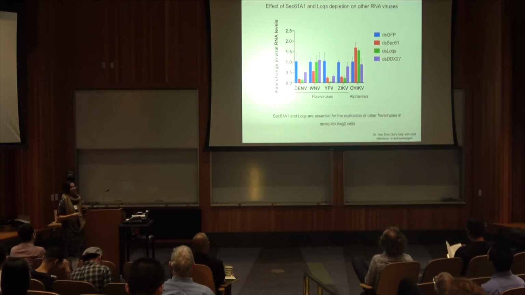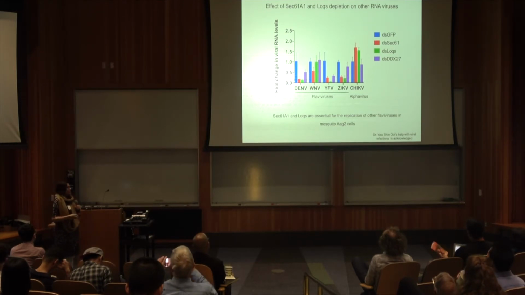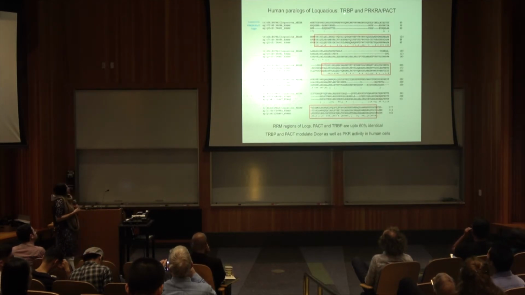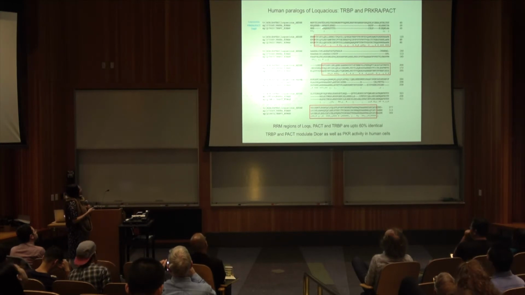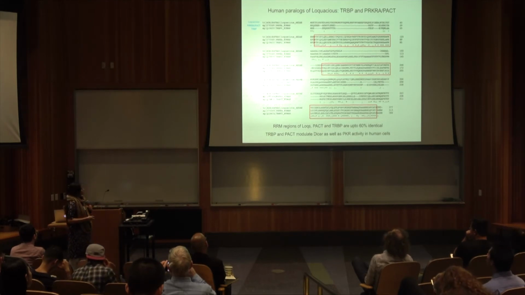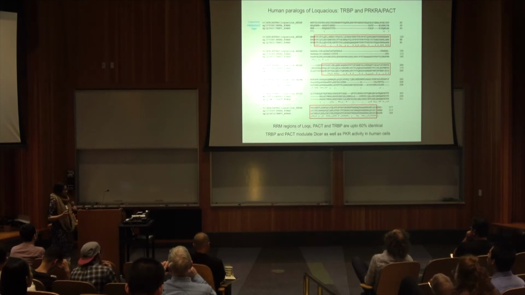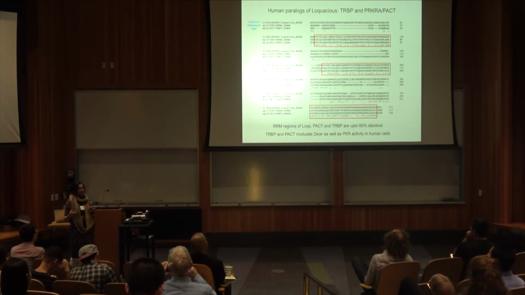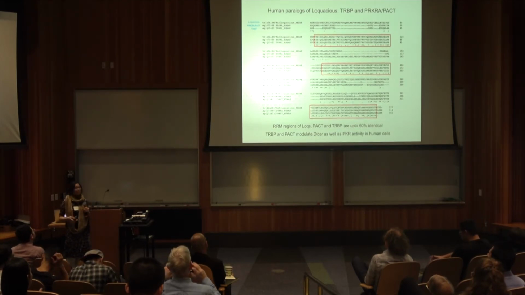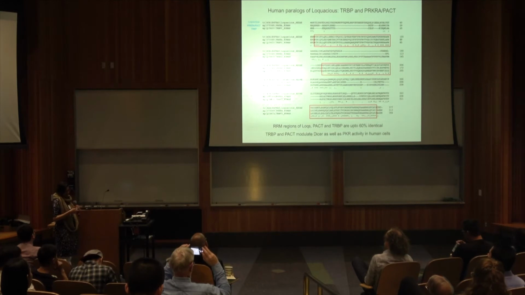So far we have seen what happens in mosquito cells, and now we were interested in looking at the human homologs of loquacious. So there are two human paralogs of loquacious, TRBP and PACT. As you can see, the RNA recognition motifs in these 3 proteins are very well conserved. They're up to 60% identical. And similar to the role of loquacious, even PACT is involved in interacting with dicer and modulating the RISC complex activity in human cells.